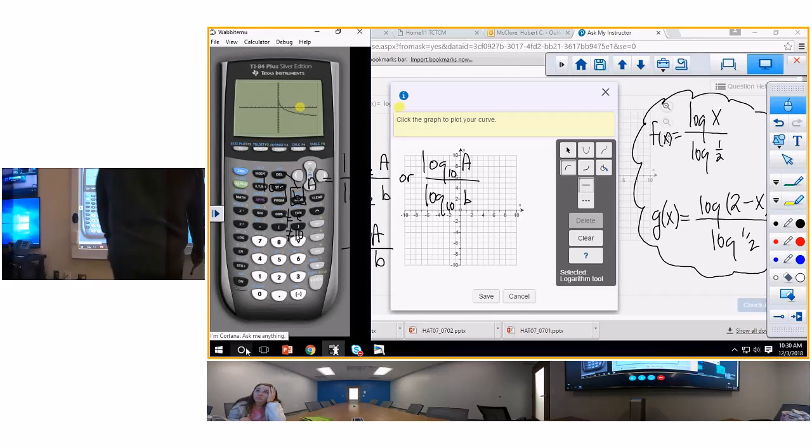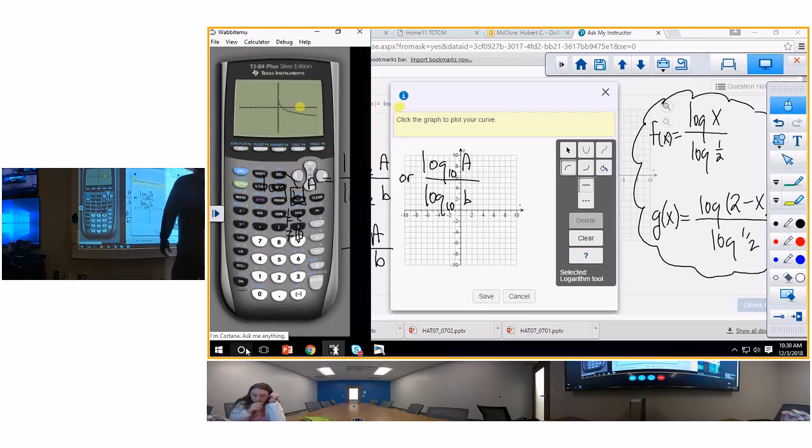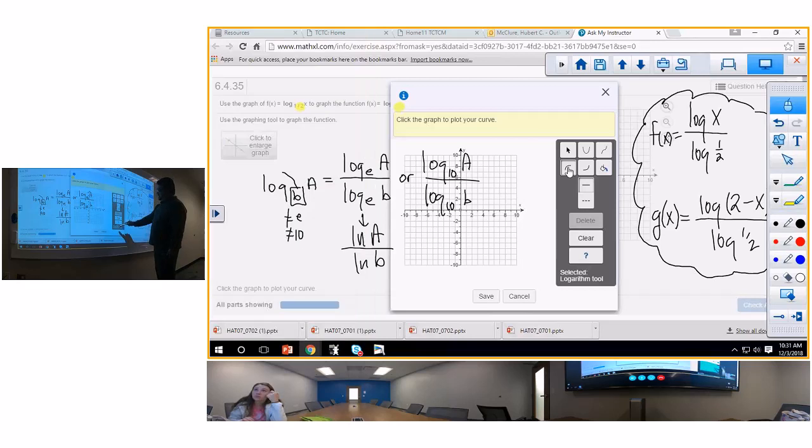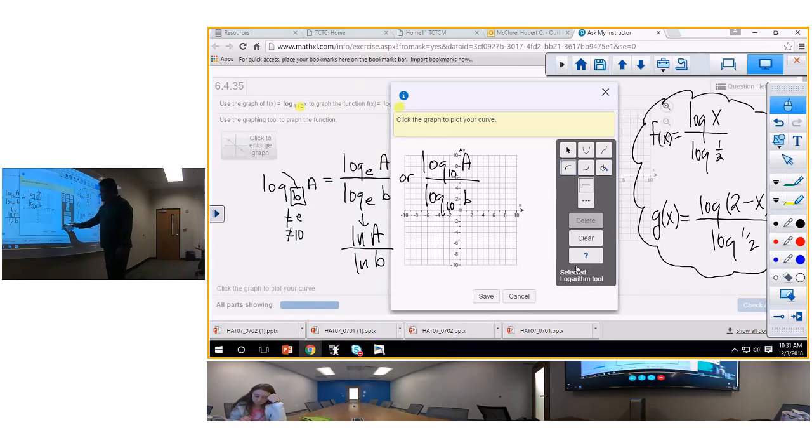Okay, so it's going to look like this function right here. Okay, there. See? That's the logarithm. Yeah, right here. See down here? See what that says? Logarithm. All right, so let me do the other one also.